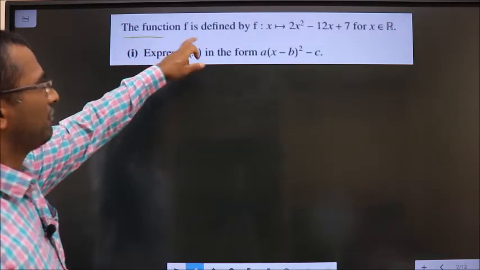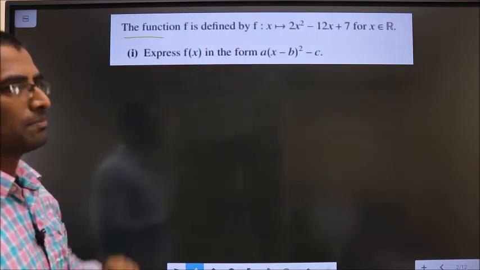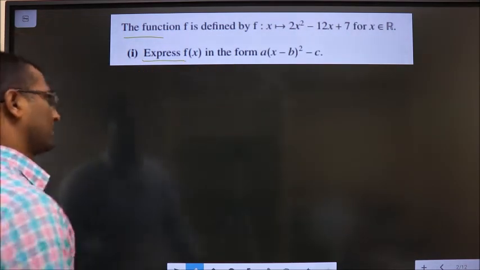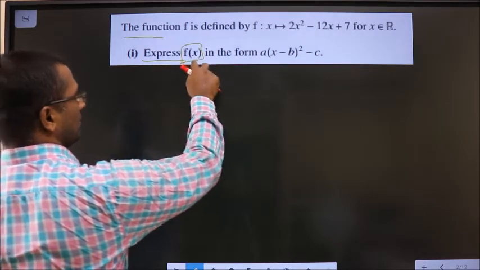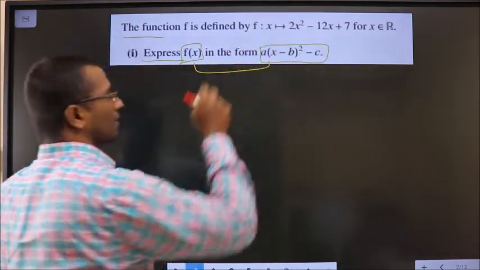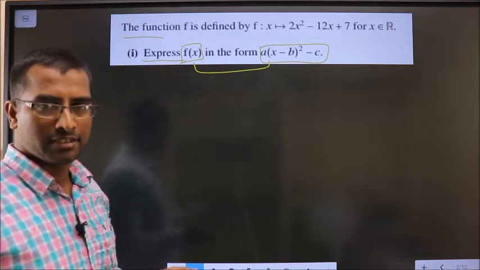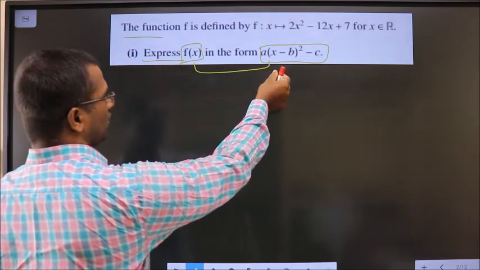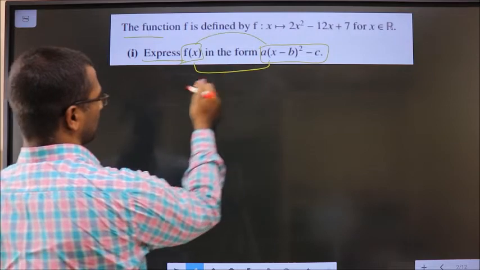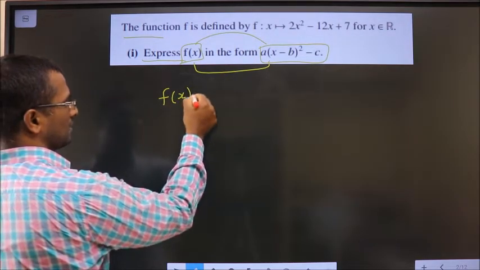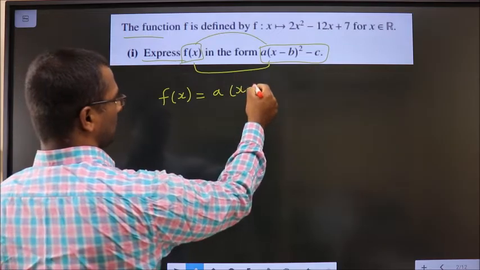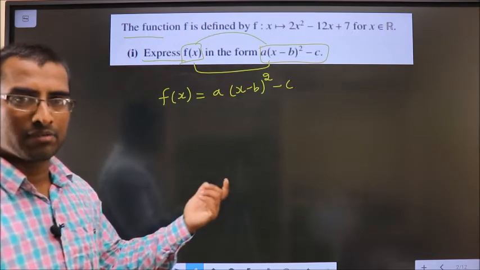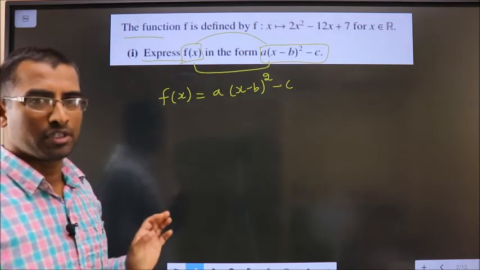The function f is defined by, for x belongs to R, express f of x in the form. You need to express f of x in this form. So whichever you have to express, equate both. This needs to be expressed in this form, so what you do, equate these two. So that is f of x is equal to a times (x minus b) whole square minus c. This is step 1. Express means equate both of them.